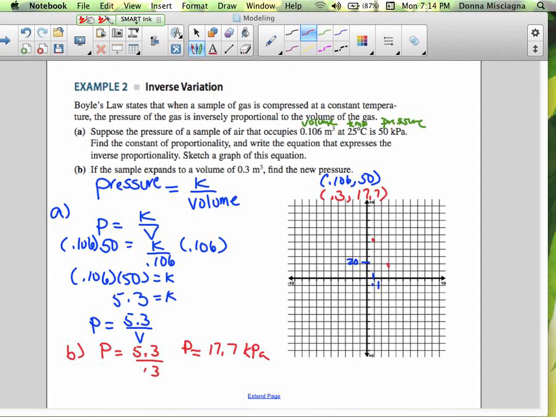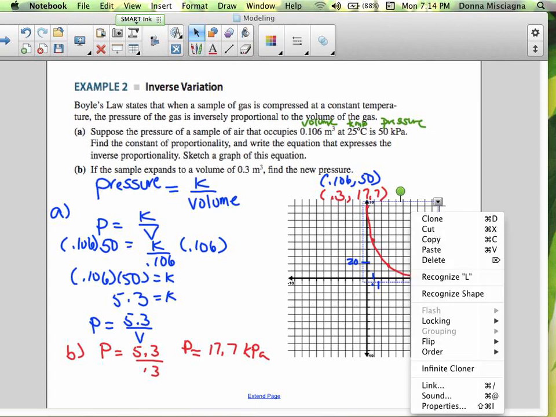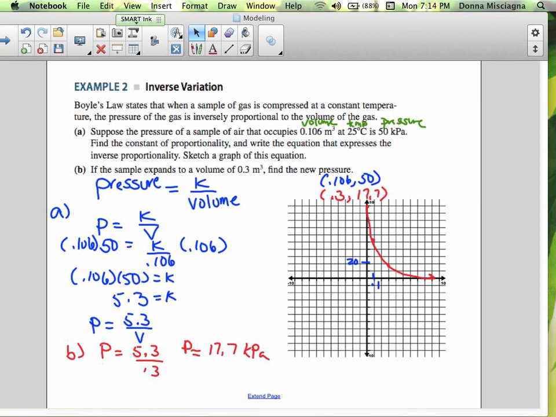Our volume is never going to be negative, so that's a vertical asymptote for this graph. This, by the way, although it looks a little like an exponential, is not, because we don't have a variable in the exponent. There, it looks a little better. That's as good as it's looking. So there's our basic sketch for our graph.